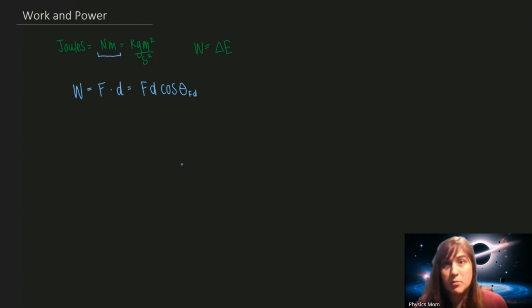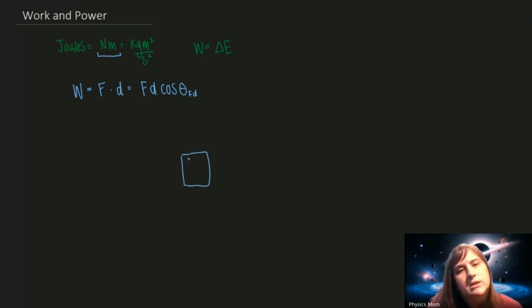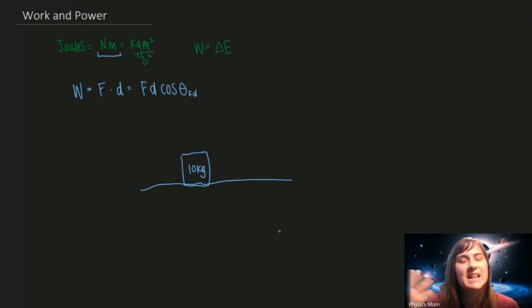So let's go back to our crate sitting on the ground. I think we had 10 kilograms from the last example. Pretend that's completely horizontal and flat. And let's not worry about friction in this context, okay? Because this really will be the net force acting on the block.